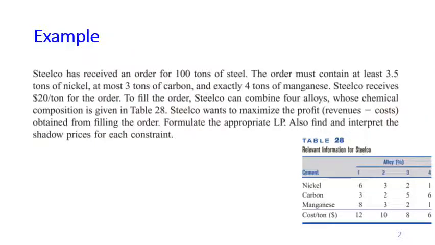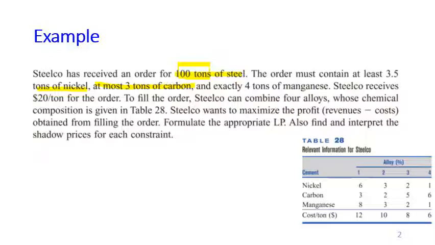So in this example, Steelco has received an order for 100 tons of steel. And these are the constraints. This order must contain at least 3.5 tons of nickel. So among this 100 tons, 3.5 of them must be nickel, at least, sorry. And then at most 3 tons of them must be carbon and exactly 4 tons of them manganese. Steelco receives $20 per ton for the order.